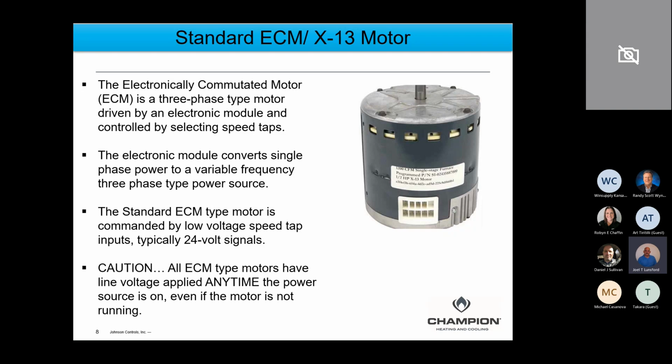Now, it should be known the standard ECM type motor is commanded by low voltage speed taps. This is very typical, and they're going to be 24 volts typically. So on this motor you may have 3 or 4 speed taps, all 24 volt. And it should be noted that the ECM type of motor, whether it's a standard ECM motor or a variable speed ECM type of motor, can take multiple speed commands. It can take these 24 volt speed commands. You might have a command for low, medium, and medium high at the same time.